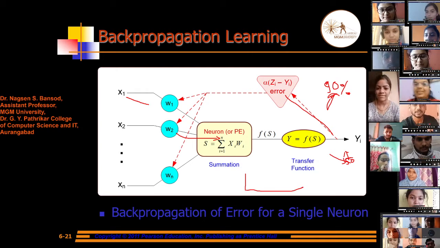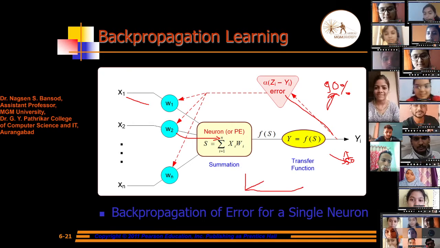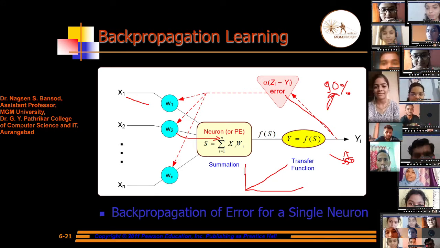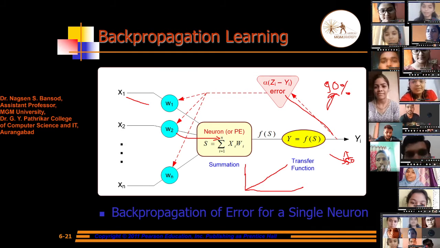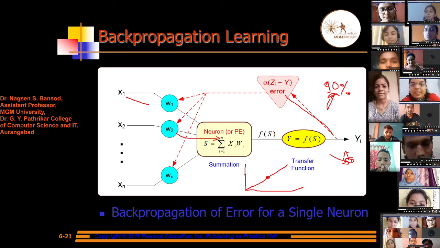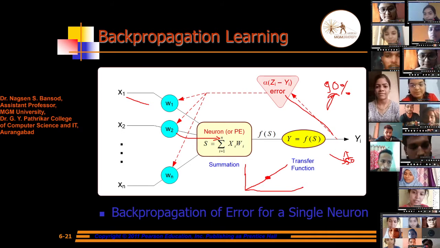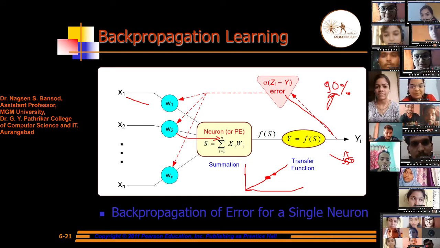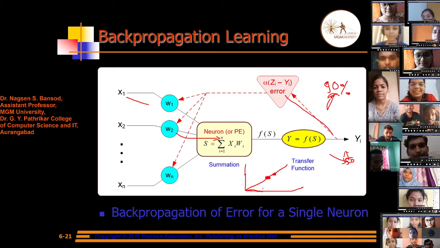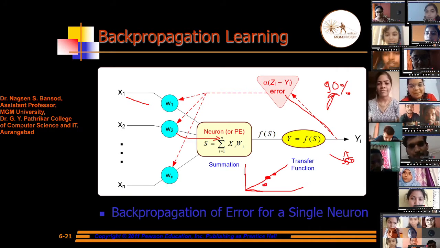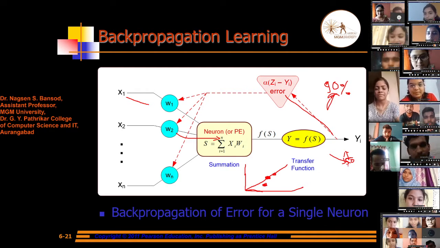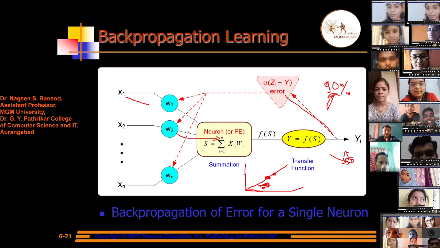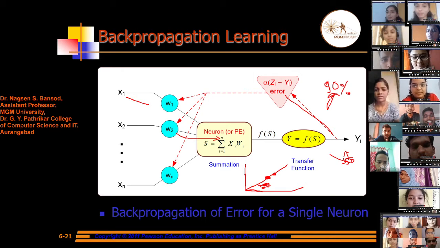Suppose this is our transfer function. This line is the transfer function, and on this transfer function suppose we have our desired output 90%. By passing the first input, first computation, we are here. Our output, suppose 50, is here. Now to reach the desired output we have to minimize this gap.